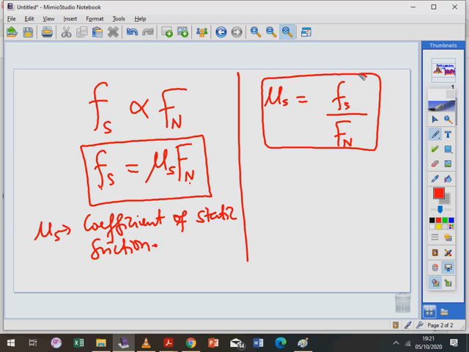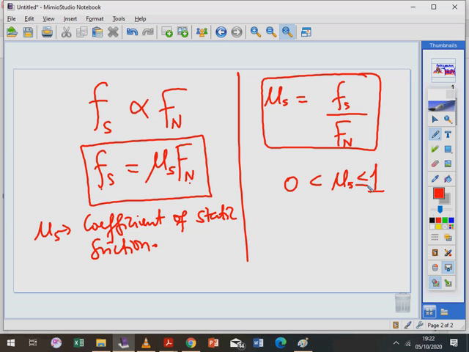You can write the answer in the comments. If the ratio is equal to 1, what do you think will happen? If it's less than 1, is that even possible? What will happen? So this ratio of coefficient of static friction is between 0 and 1.